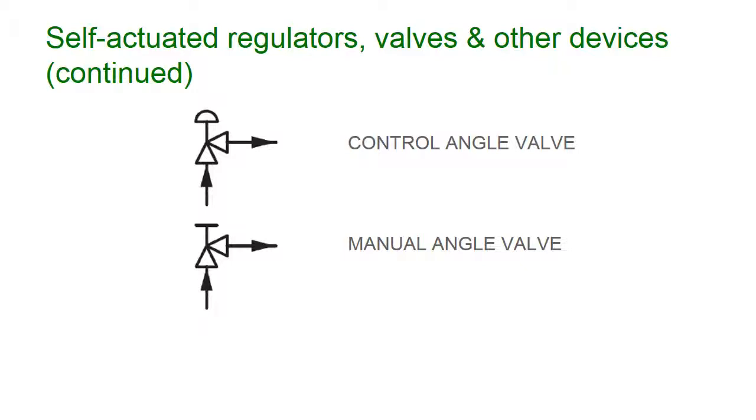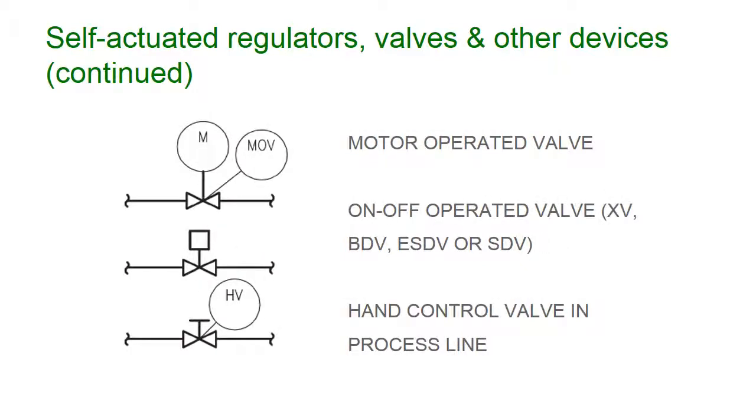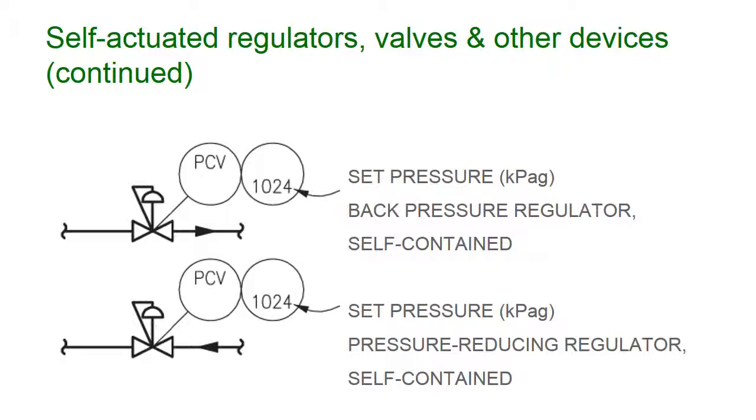Control angle valve. Manual angle valve. Motor operated valve. On-off operated valve: XV, BDV, ESDV, or SDV. Hand control valve and process line. Set pressure, kilopascal gauge. Back pressure regulator, self-contained. Set pressure, kilopascal gauge. Pressure reducing regulator, self-contained.